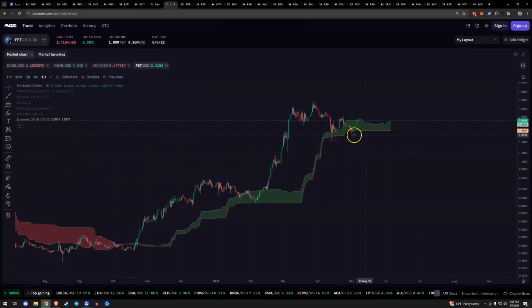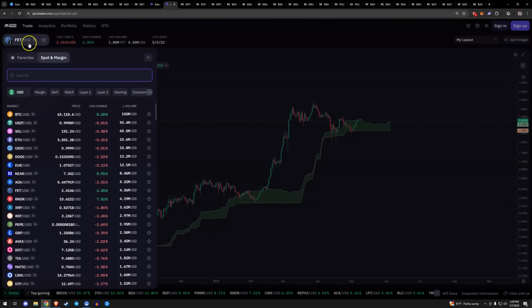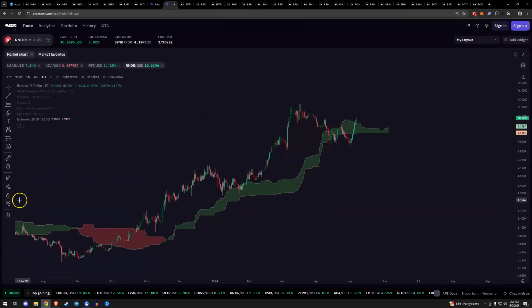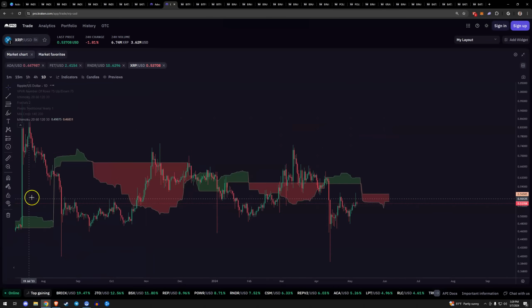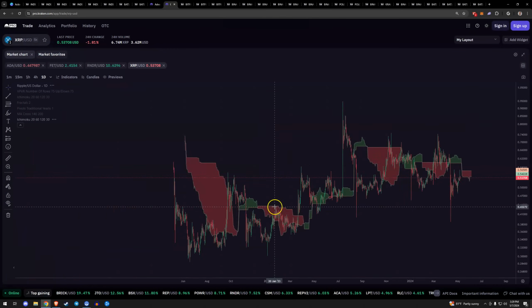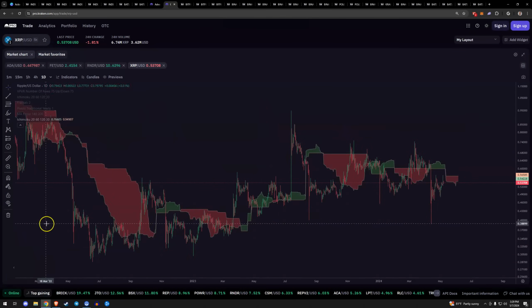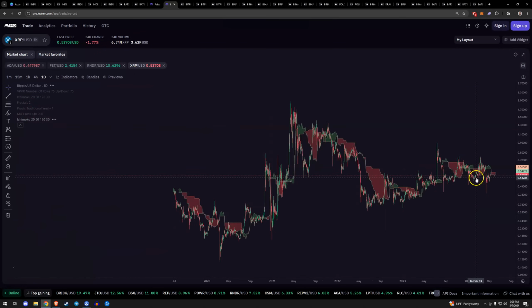FET is another one. Adam and Eve, maybe it's above the cloud soon-ish. Doesn't look completely horrible. Maybe consider a trade there based on the cloud. Render, again, these AI coins doing quite well. Ripple's going to be a giant mess. And this is just another signal to me that says this is untradeable. This does not have a discernible trend over any given period of time.